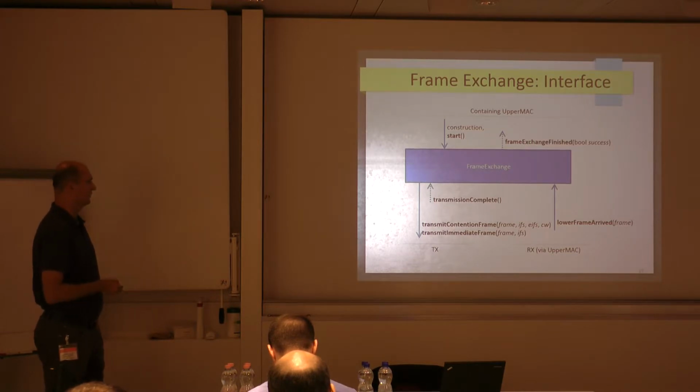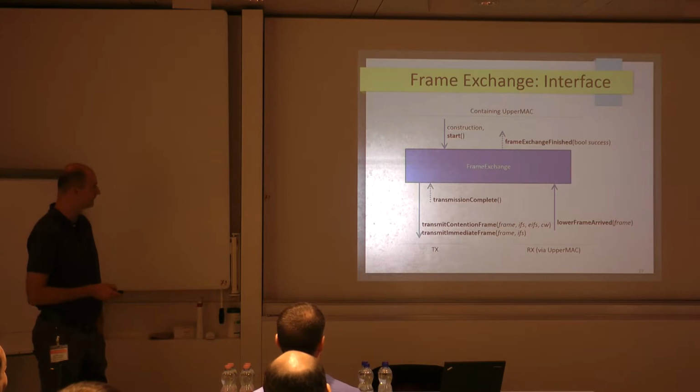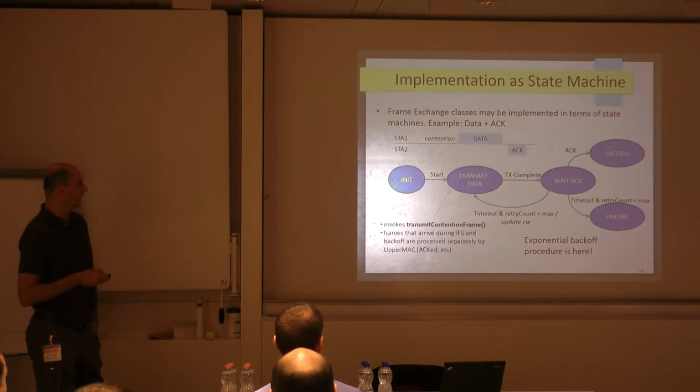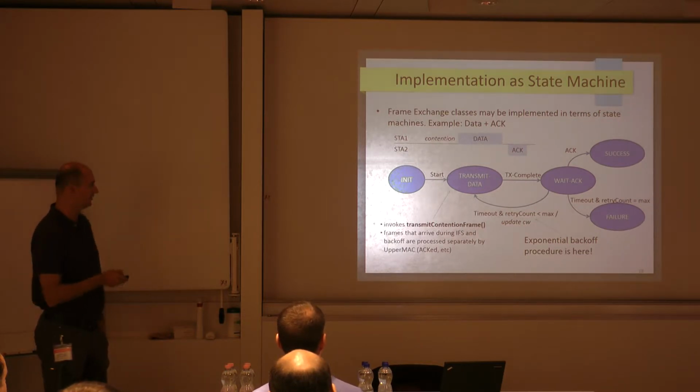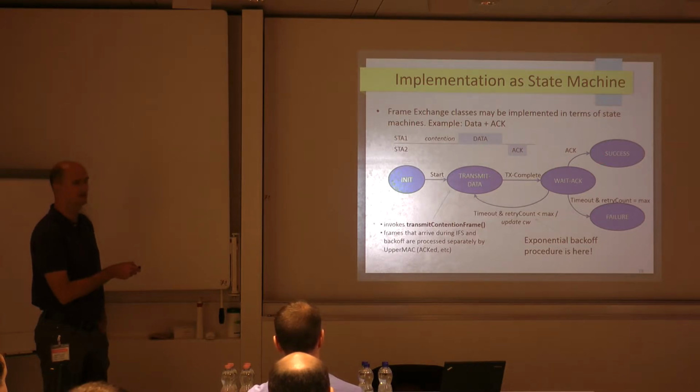And what can it do? It can also transmit contention frames, transmit immediate frames, and be notified about lower frames, and so on. For example, let's look at data plus ACK. Basically, you can implement it with a state machine. It's a very simple linear state machine. We transmit the data, we wait for acknowledgement, and if it comes within timeout, then success.